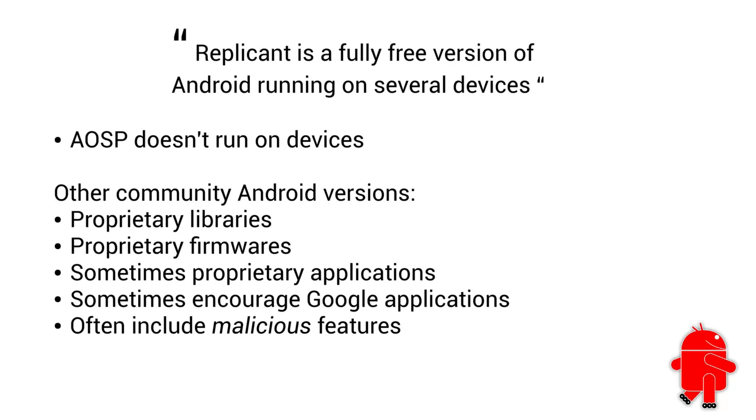Very often, all these community Android versions include malicious features. They're not always intended to be malicious, but they very often behave like malicious features. For instance, in most of these, when you type anything on the web browser, it sends anything you're typing on the URL field to Google, because it does an automatic Google search. So that's a malicious feature that is included in most of the community Android versions.